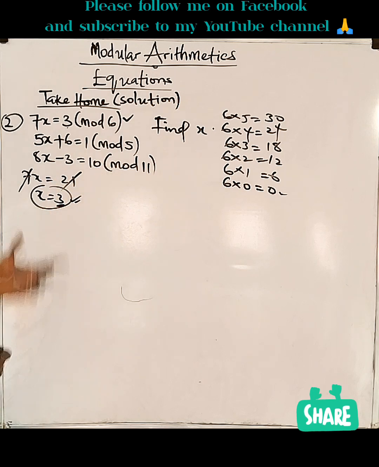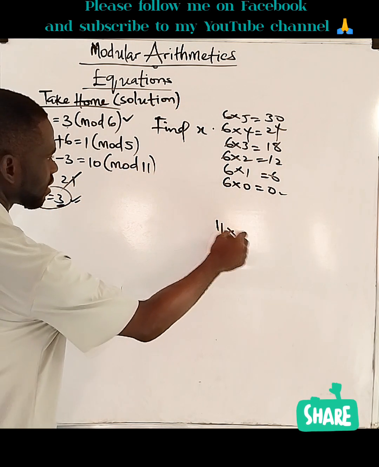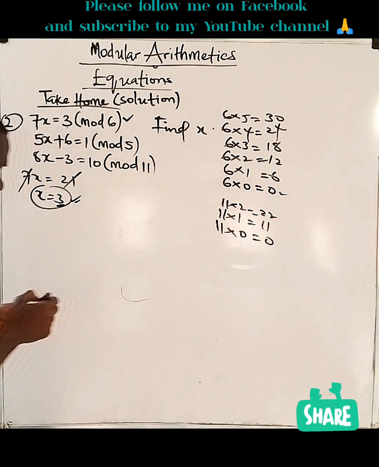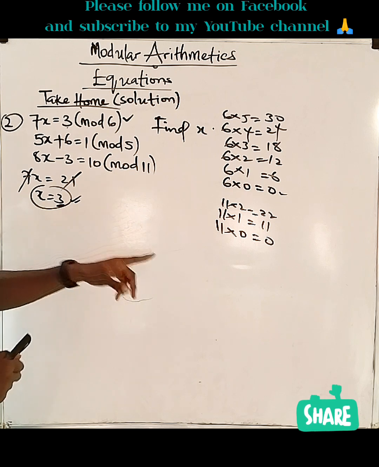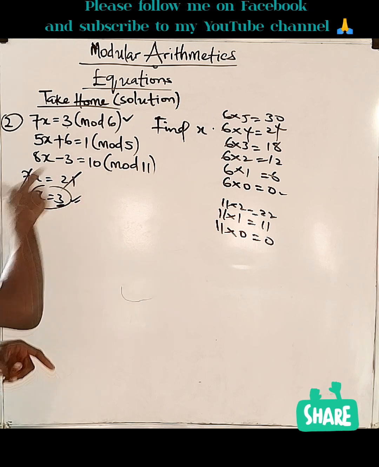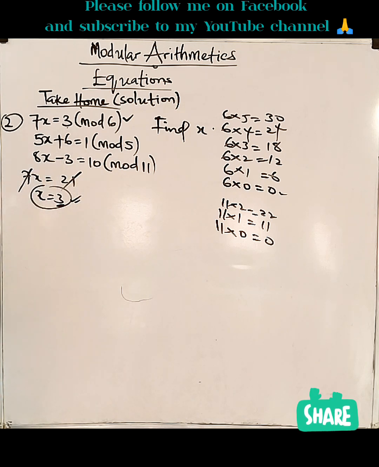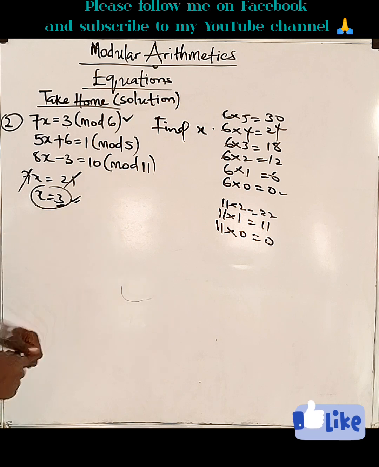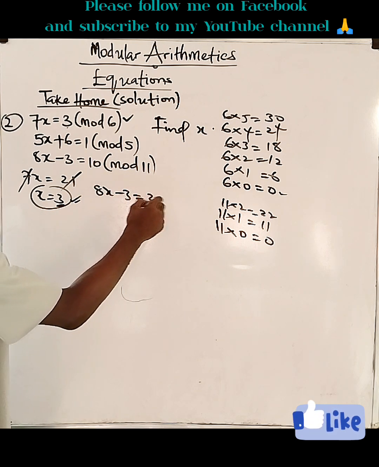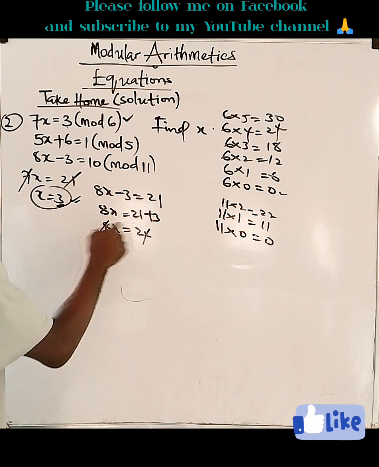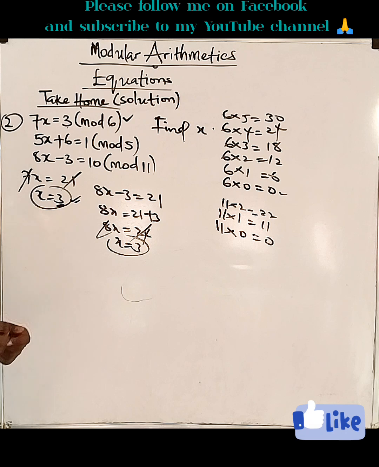You could use modulo 11. If you use 11, you're going to get the same result. Let's say 11 times 0 is 0, 11 times 1 is 11, 11 times 2 is 22. Let's try out one of these. 11 times 0 is 0, 0 plus 10 is 10. 8x minus 3 equals 10. We send 3 to the other side, that will give us 13. 13 divided by 8 is 1 remainder 5. That is not it. Let's try 11. 11 plus 10 will give us 21. So 8x minus 3 equals 21. We send the 3 across: 8x equals 21 plus 3. 8x equals 24. Divide both sides by 8. x is 3. Still the same result.